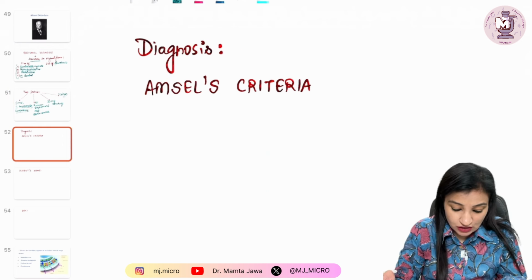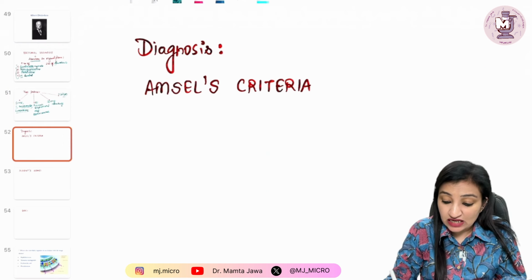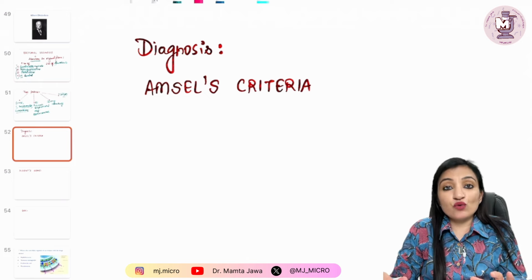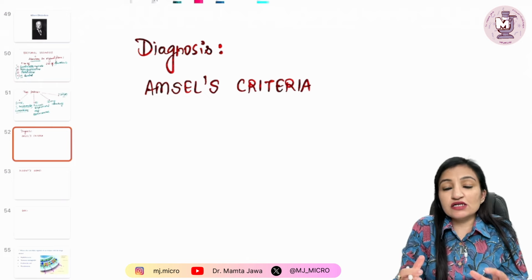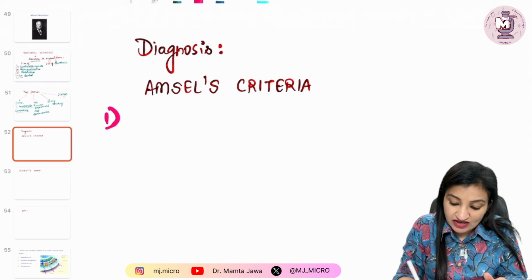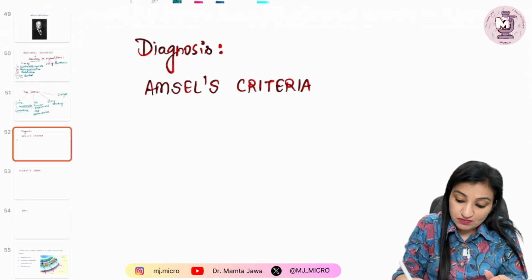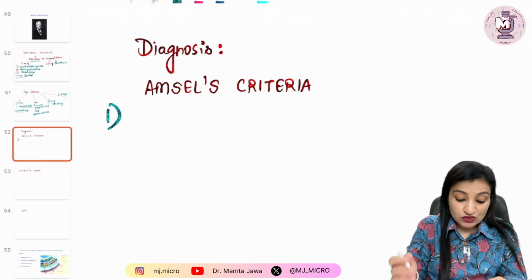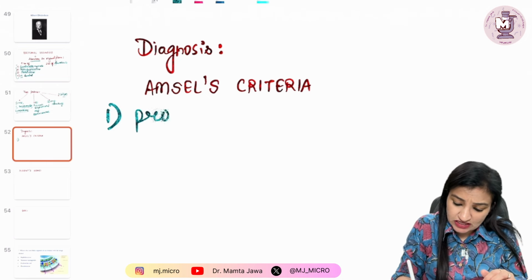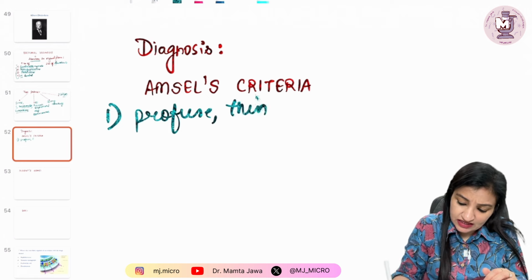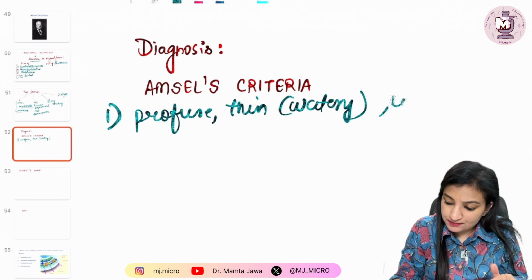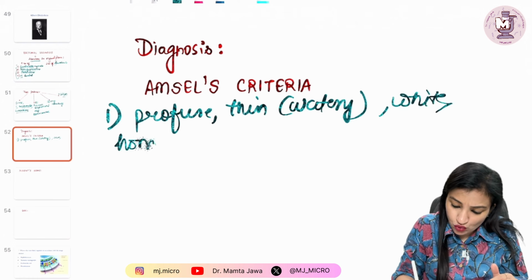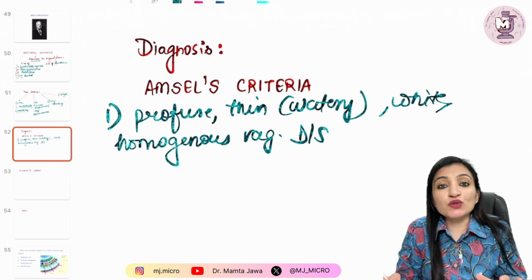Now, diagnosis also has questions. There is something called Amsel's criteria, whereby we have four features. If 3 out of 4 criteria are present, the patient is labeled as having bacterial vaginosis. Now, the very first feature is about the discharge which the patients of bacterial vaginosis present with. So, how is the discharge? It is profuse, thin, that is watery, meaning it has low viscosity, white colored, homogeneous vaginal discharge uniformly coated on the vaginal wall.